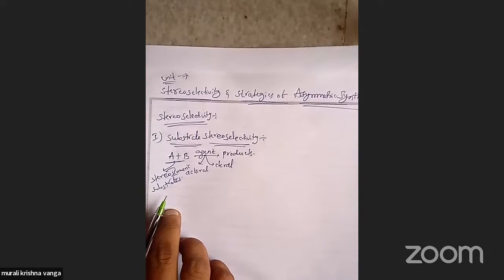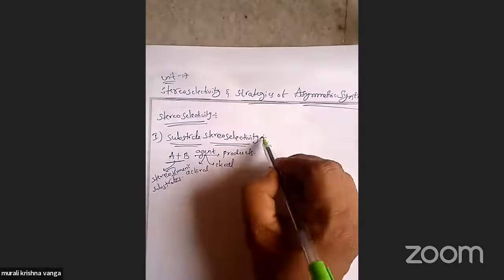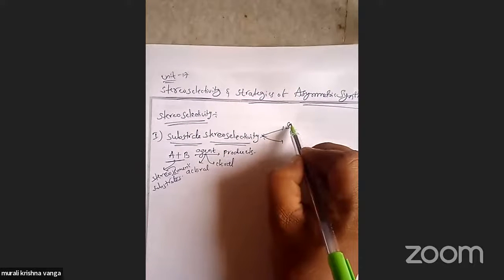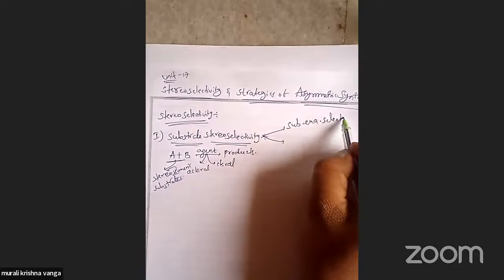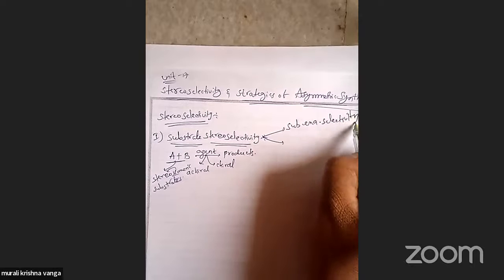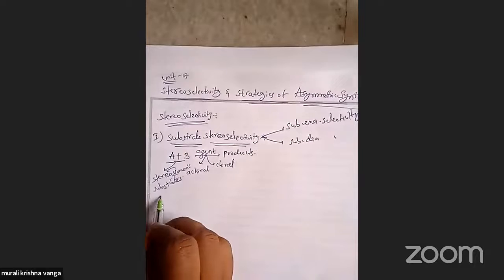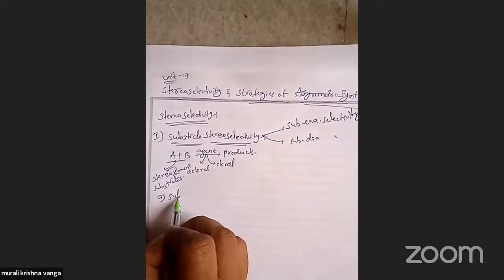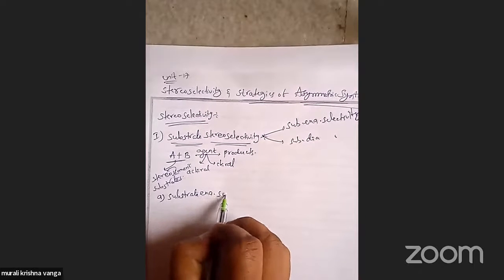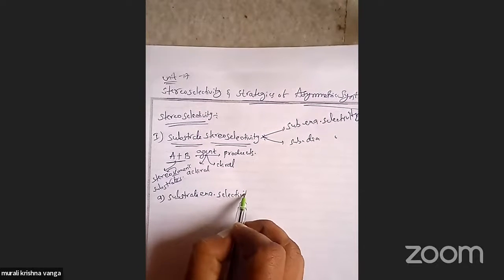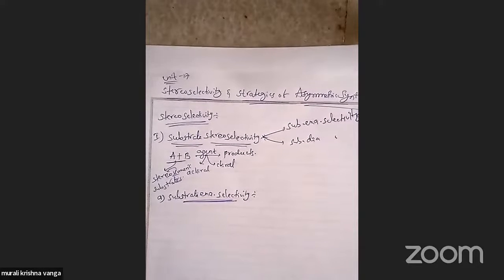Okay? Again, substrate stereoselectivity is classified into 2 types. One is substrate enantiomer selectivity, and the other is substrate diastereo selectivity. First we discuss substrate enantiomer selectivity.